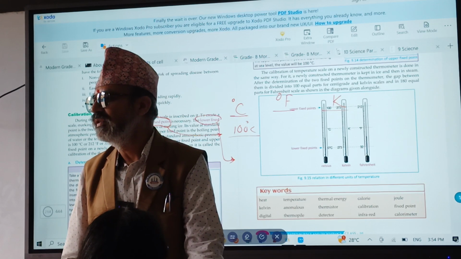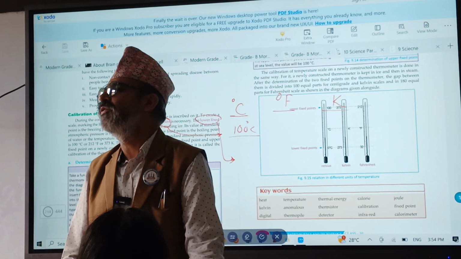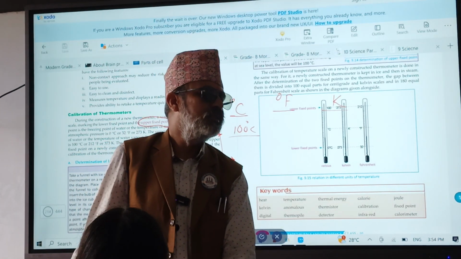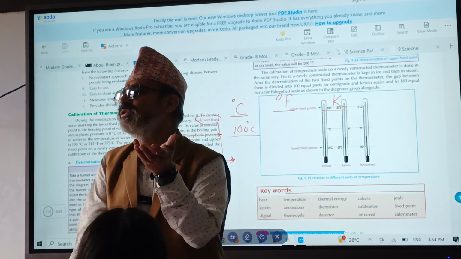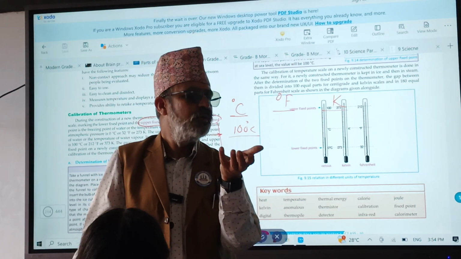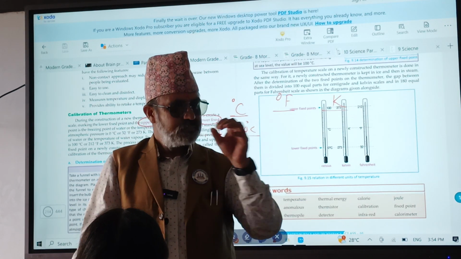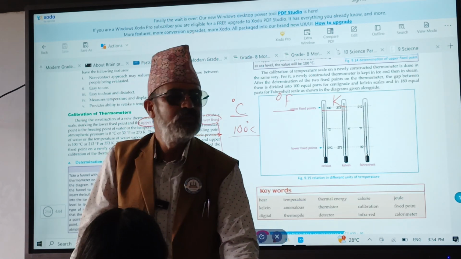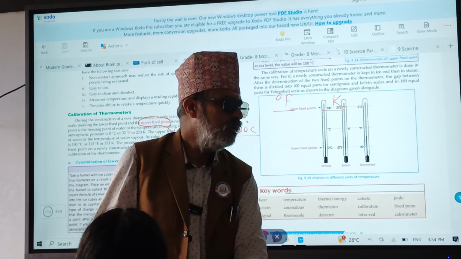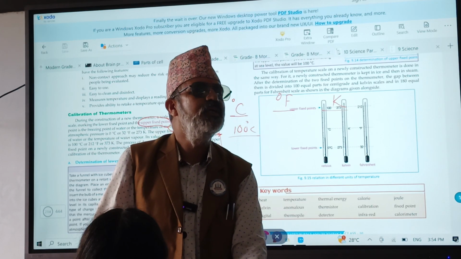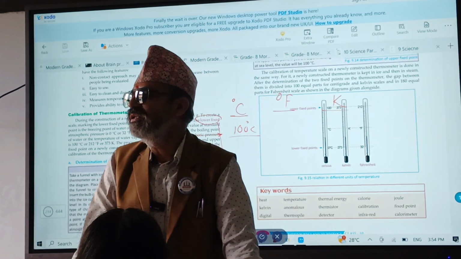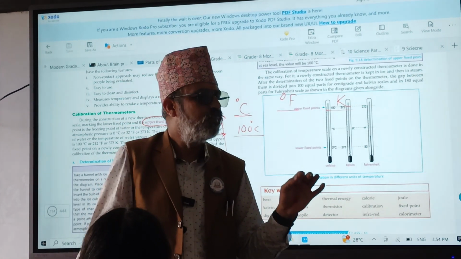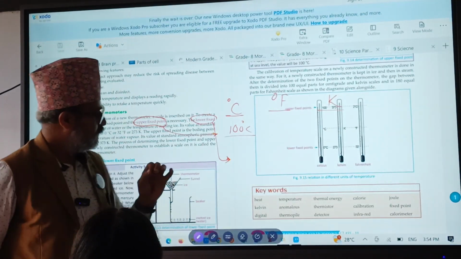Do you know? Water does not need 100 degrees centigrade to boil in Kathmandu. It boils at 96 degrees centigrade because the atmospheric pressure is a bit less. Then on the surface of the moon there is no water, right? So when there is no atmospheric pressure, water boils at 0 degrees centigrade. Understood or not?